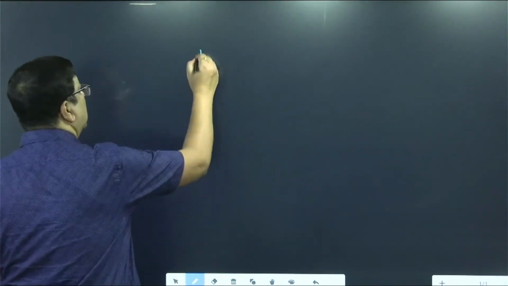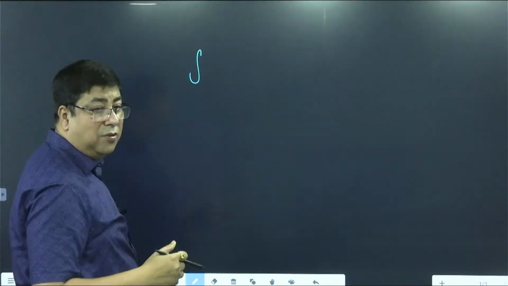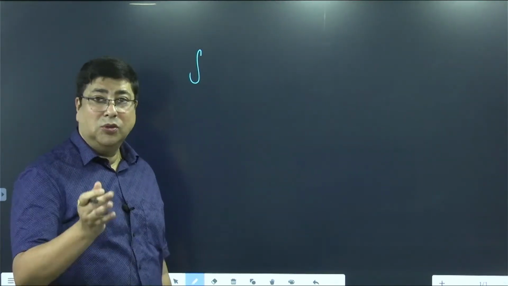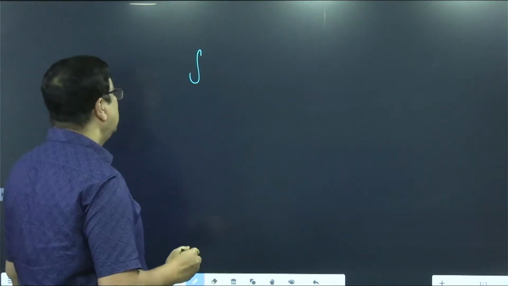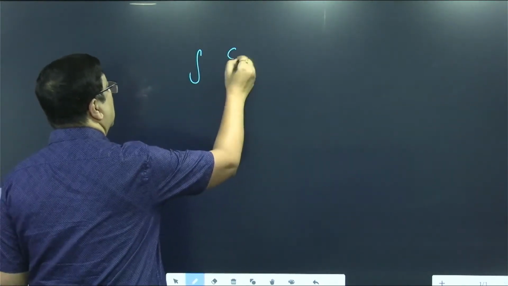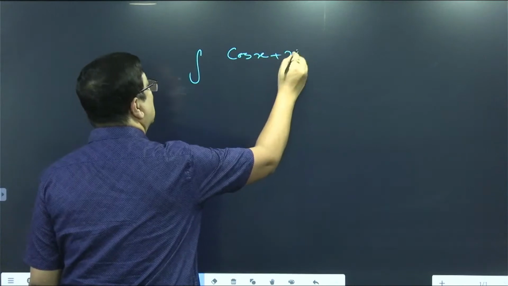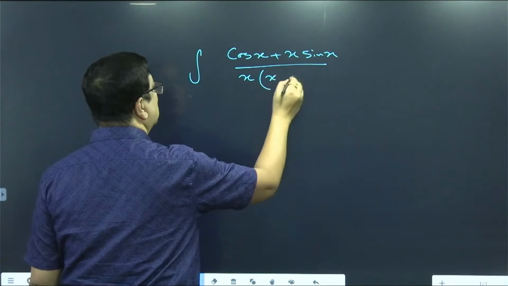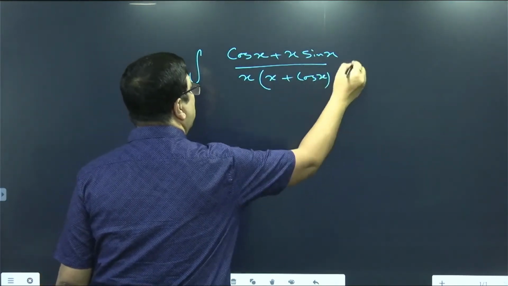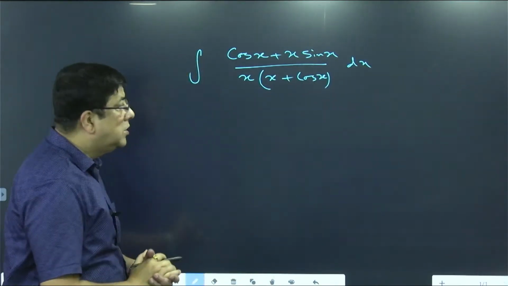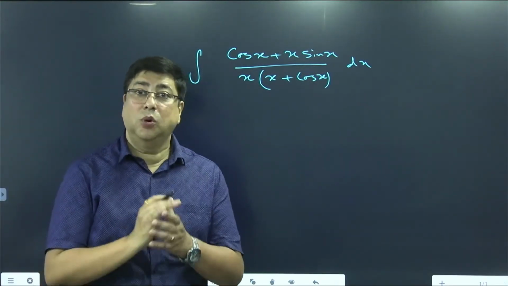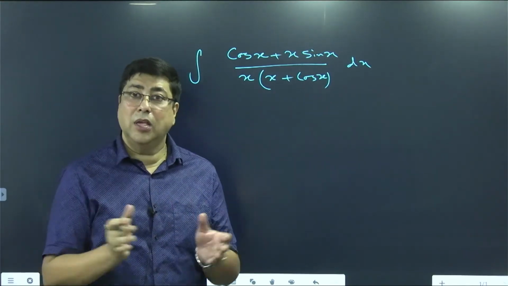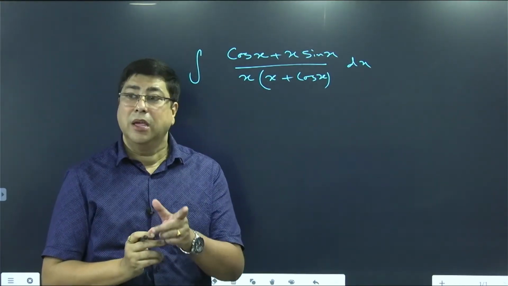Next sum. All the sums which you have done were easy: if we take anything as t, its derivative is present in the sum. Now I am giving one sum which is something different: (cos x plus x sin x) by x into (x plus cos x). What is to be done? In this type of case, you have to manipulate so that either it will be cancelled in the numerator and denominator, otherwise whatever you are thinking to take as t, its derivative should be present in the sum.